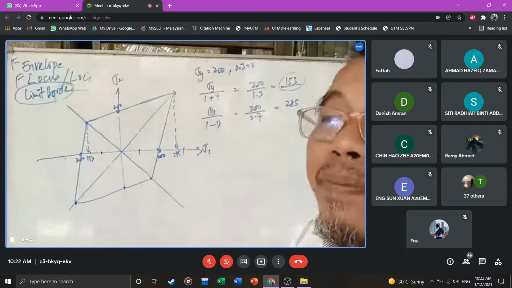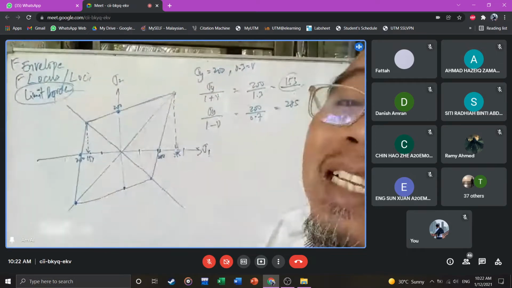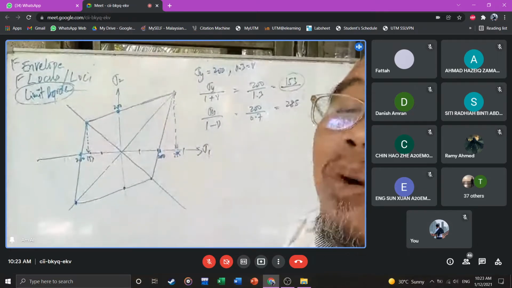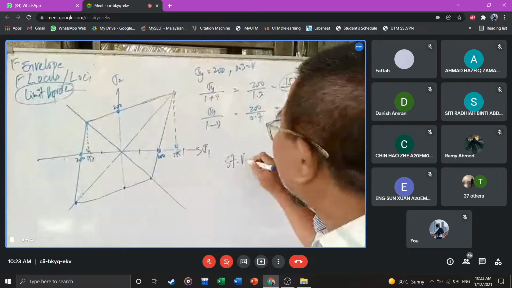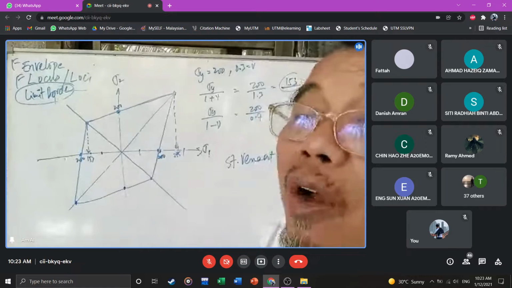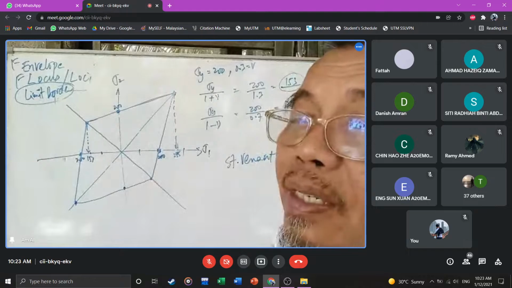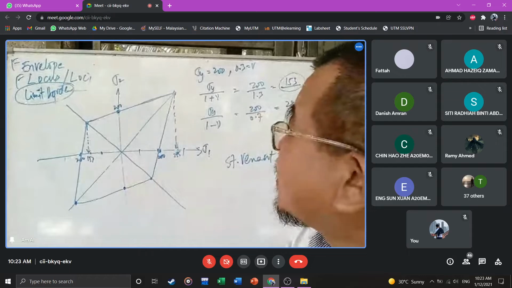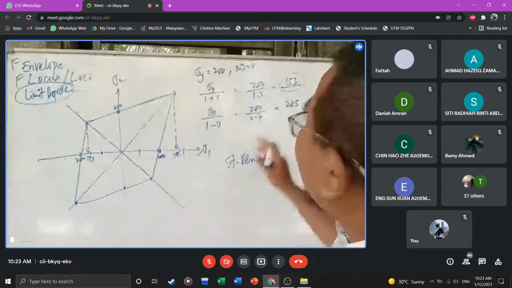Are you with me, guys? Yes. Very simple method. So this is what? These are the border of the failure limit. This is the border of the failure limit for Saint Venant. So this theory is suitable for brittle material, Rankine and Saint Venant. Not very suitable for ductile material. Okay, clear, guys? Clear.